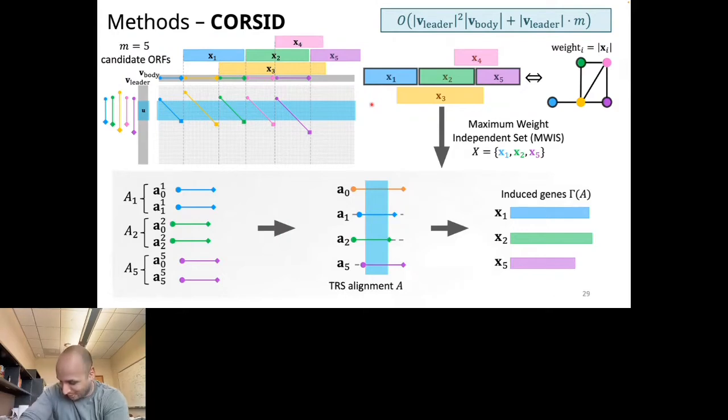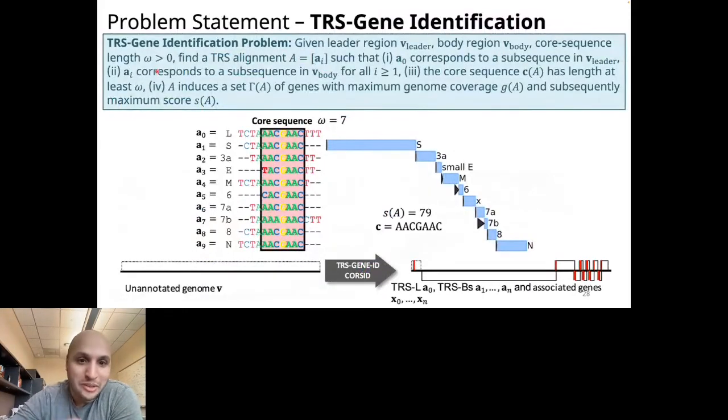So what does this correspond to? Let's take a look. I need to mention one other thing. This V leader and V body, because our input is actually an unannotated genome, how do we split an unannotated genome into V leader and V body? In every coronavirus, the first gene that you'll find is 1A, ORF1A. This is a common feature of every coronavirus.